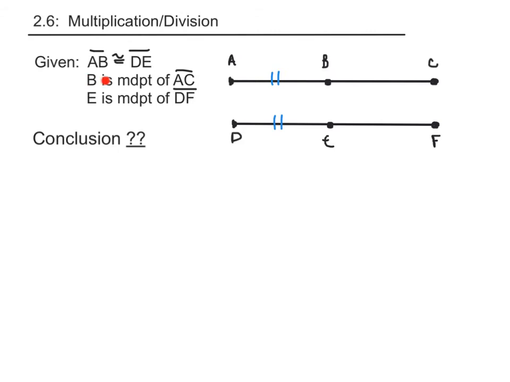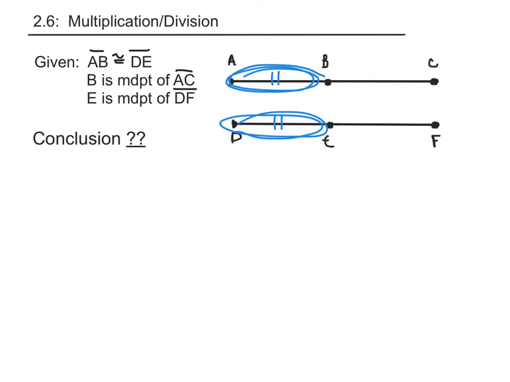Okay, usually a really big indicator that it's multiplication and division is right here. It deals with midpoints or bisects or trisects. If these statements are not present, then it cannot be multiplication and division. So let's take a look at what our given is telling me. My given is telling me that AB right here is congruent to DE right here. But then it's telling me that I've got a midpoint here and a midpoint here.